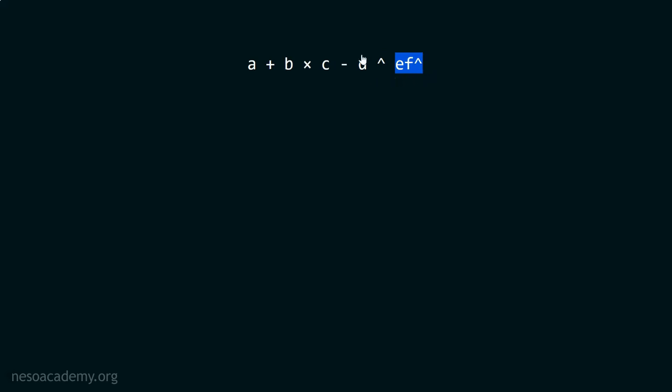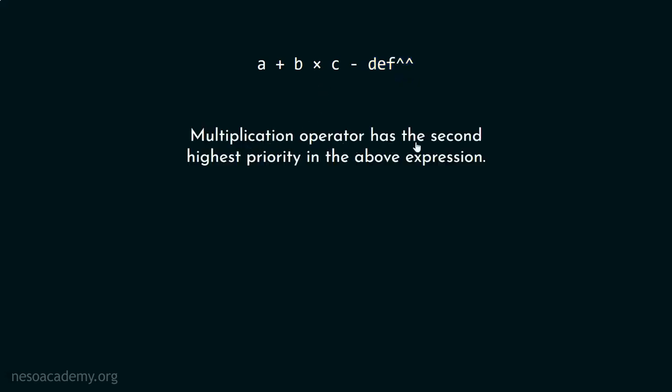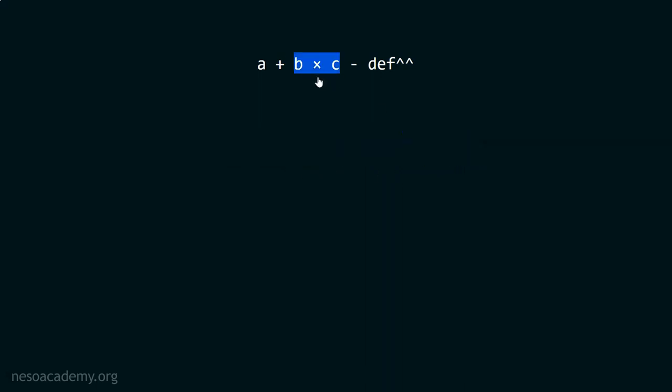Now, the next step is to evaluate this whole expression. This becomes def power. I hope it is clear. This was the step d to the power ef power. You can treat this as the first operand and this as the second operand. Now, obviously, this power will move towards right. This becomes def power. Got it? After this, we have the multiplication operator and we know that multiplication operator has the second highest priority in the above expression. Therefore, this expression will be evaluated next.